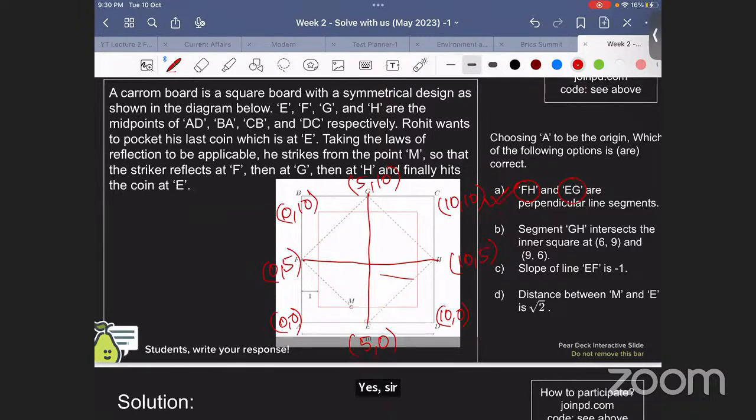Now you have to calculate segment GH. Sir, where will they be perpendicular? Then M1 into M2 is equal to -1, but here it is 0.